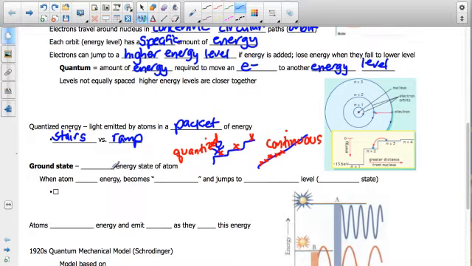Okay, a ground state is, and we'll talk more about quantized energy and ground state later. But a ground state is defined as the lowest energy level of the electron. So when the electron gains energy, that electron becomes excited. And when it's excited, it jumps to a higher energy level. We call that an excited state.